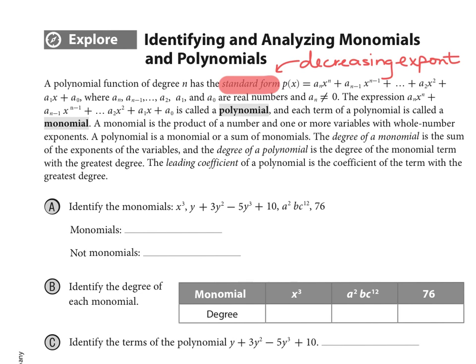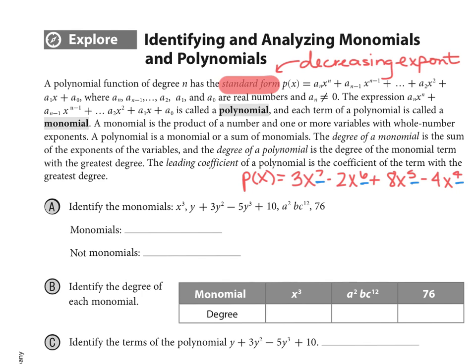So that would be, for example, p of x equals 3x to the 7th minus 2x to the 6th plus 8x to the 5th minus 4x to the 4th. Right, just pay attention to the fact that these exponents are decreasing each time.